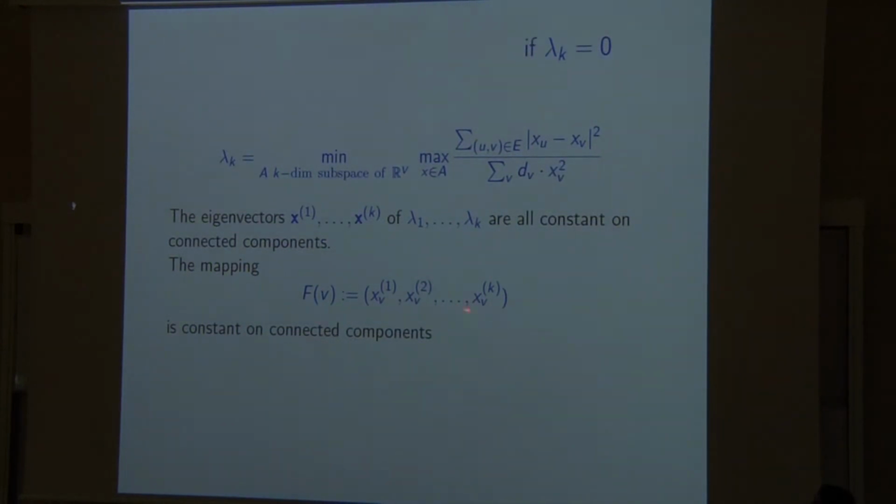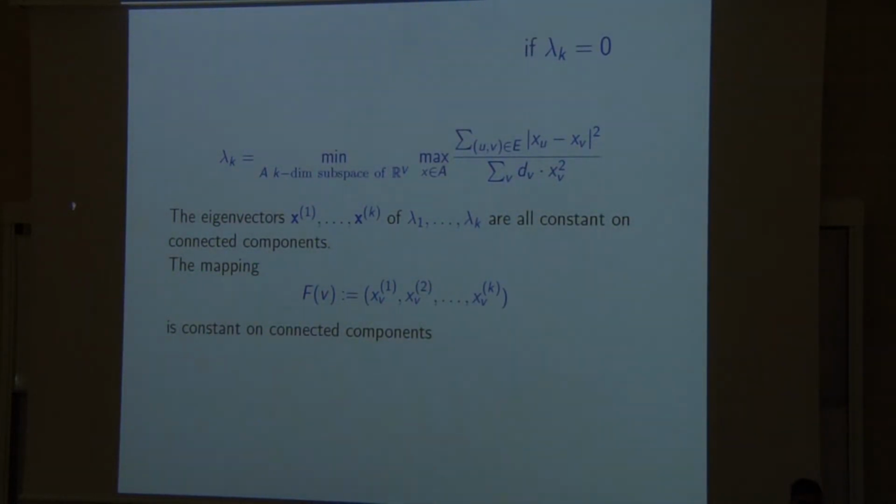This mapping will be interesting in really every graph, not just in graphs where lambda k is 0. It's a mapping that has a lot of useful applications. Each of these k eigenvectors is a vector that assigns one real number to every vertex. Given k of those vectors, you have k real numbers for every vertex, and so you can see this as a mapping of vertices to a k-dimensional real space.